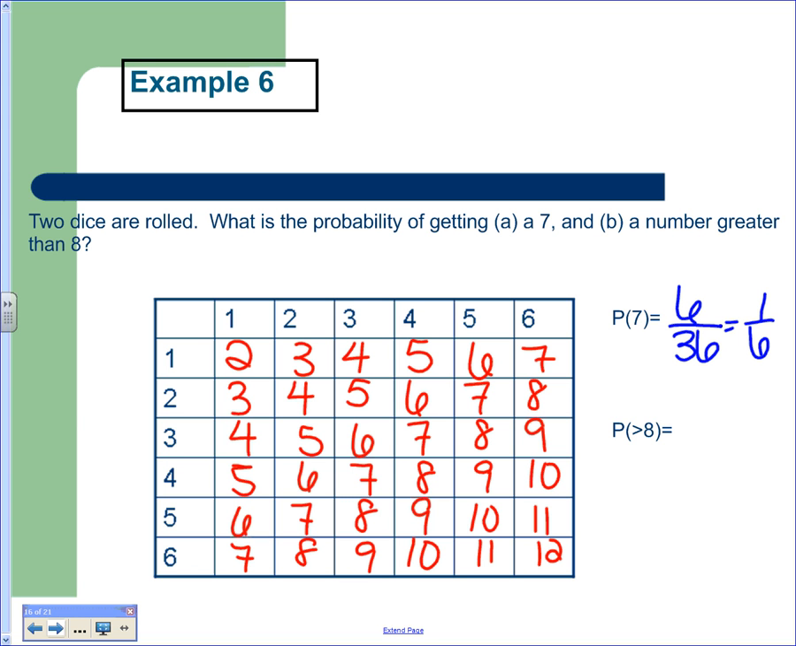Okay. What about a number greater than 8? Well, how many options do we have in total? Okay, which ones are greater than 8? 1, 2, 3, 4, 5, 6, 7, 8, 9, 10. So don't leave it like that? Do y'all see how that works? Any questions there?